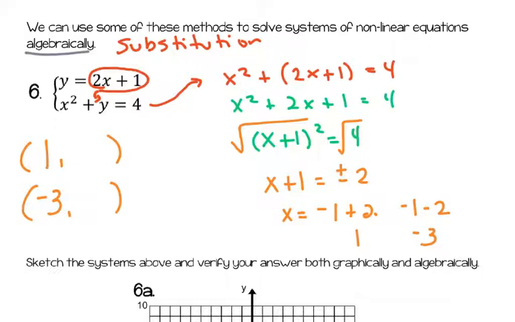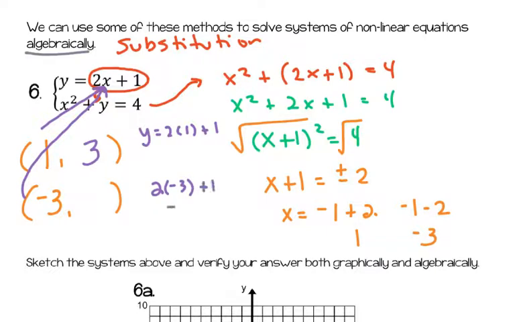Now I need to find out what y is. So I'm going to take the x's, and one at a time put them in place of x in one of the equations. The first one seems the easiest one. So I'm going to say y is equal to 2 times 1 plus 1. So 2 times 1 is 2, plus 1 is 3, so 1, 3 is one of my solutions. Then I'm going to take negative 3 and put it in. So 2 times negative 3 is negative 6 plus 1, which is negative 5. So negative 5 is my other one.